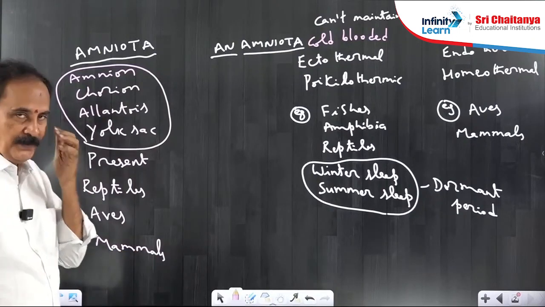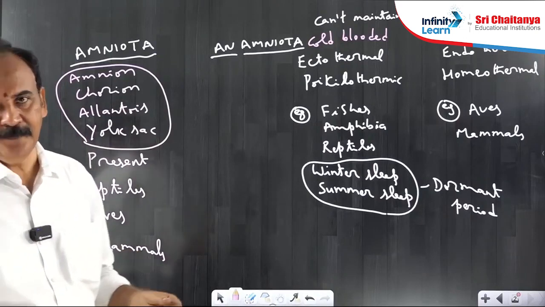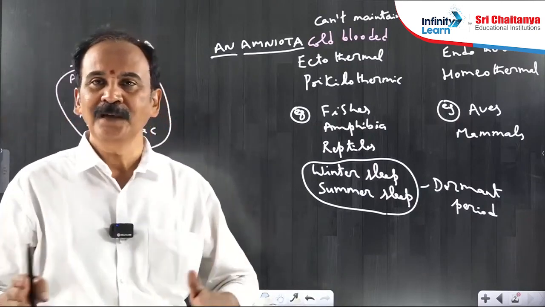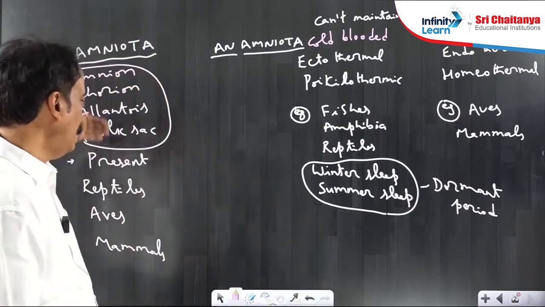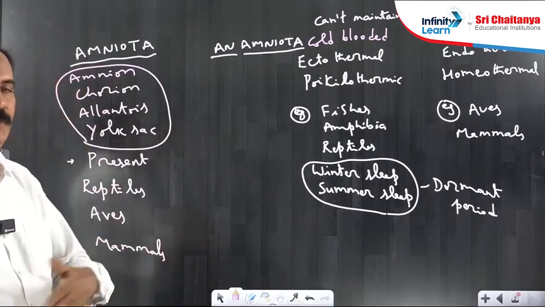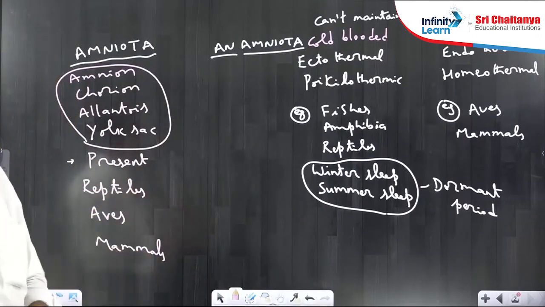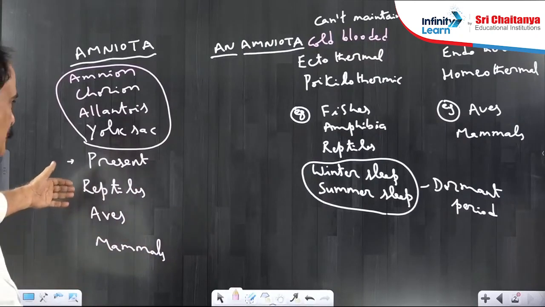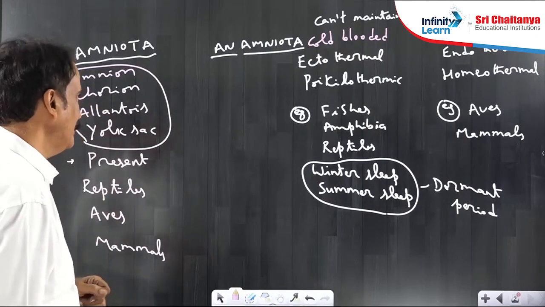So amniotes are adapted for terrestrial life, or land life. These are the animals that are able to lead a successful land life. They can develop successfully on land. So that's why they are provided with these membranes.